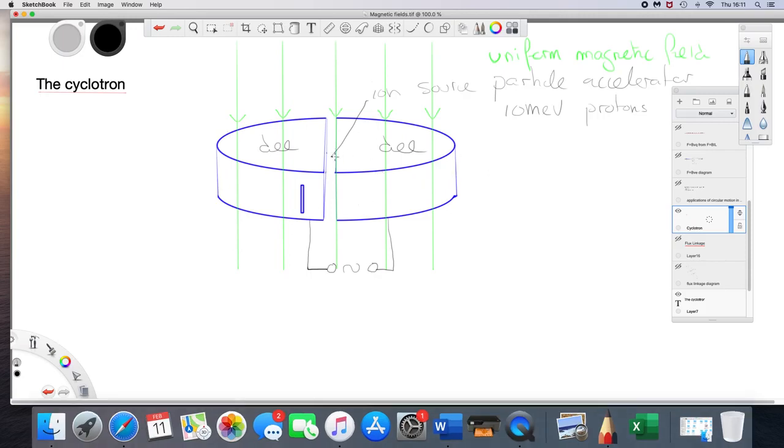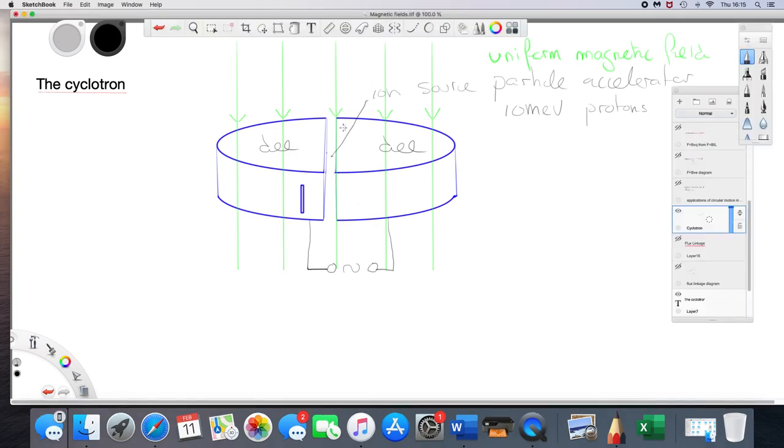I'm going to have some positive ions in my mind coming out of this ion source. So you have the ions coming out of the ion source. They're being accelerated by the electric field between the Ds here. Let's have this D positive and this one negative to begin with. So my ions are going to come out of here. They're going to be accelerated to the left.